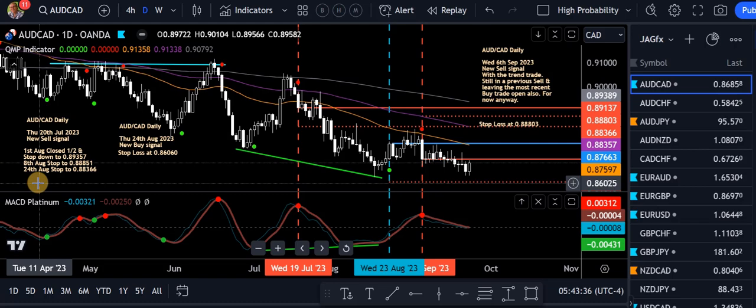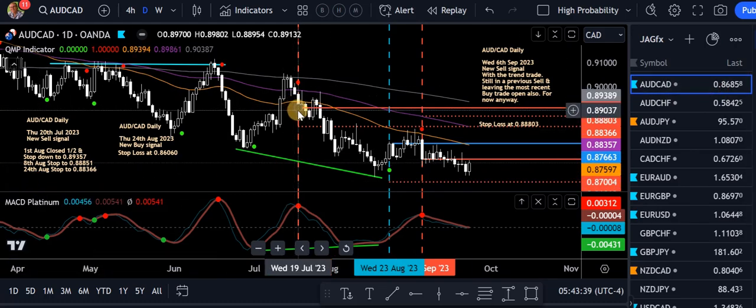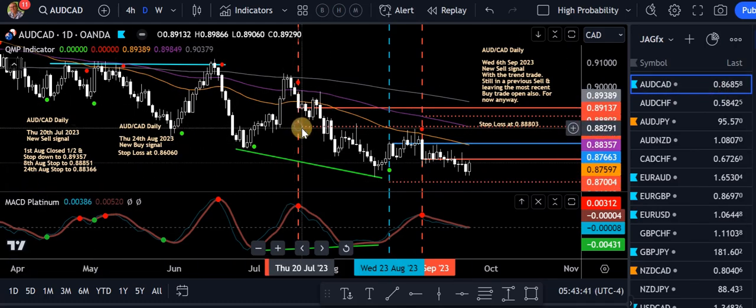On the left is normally older trades, so in this case, this is the odd CAD. We've still got a sell on from the 20th of July.